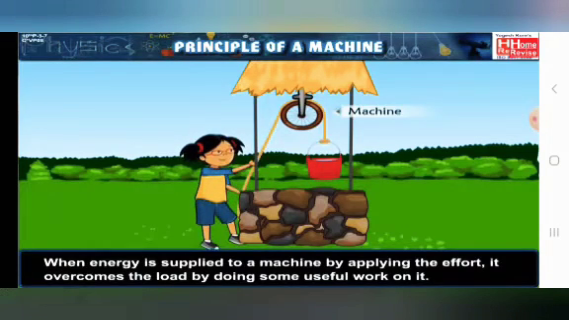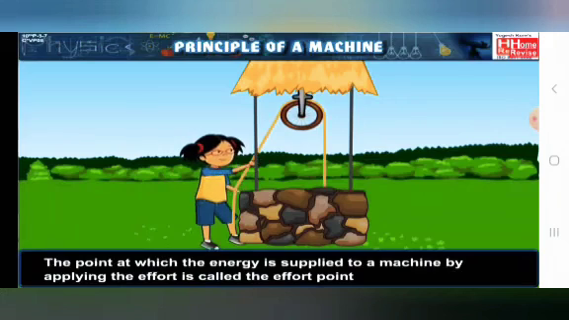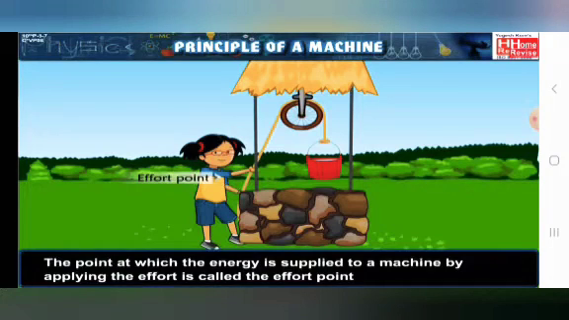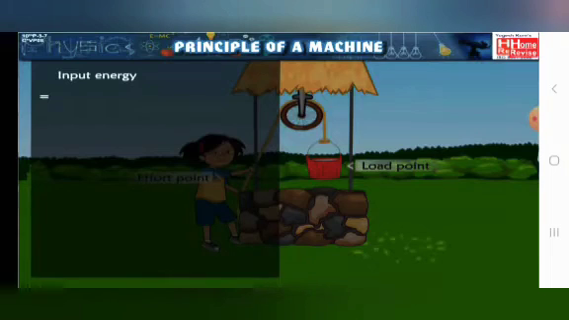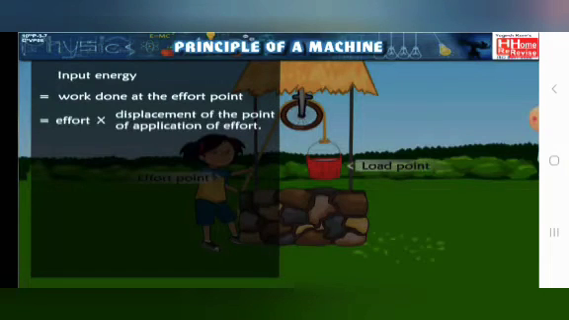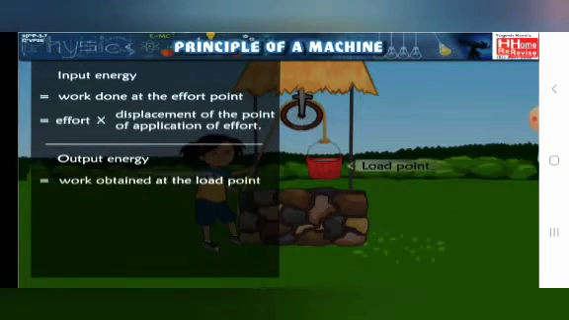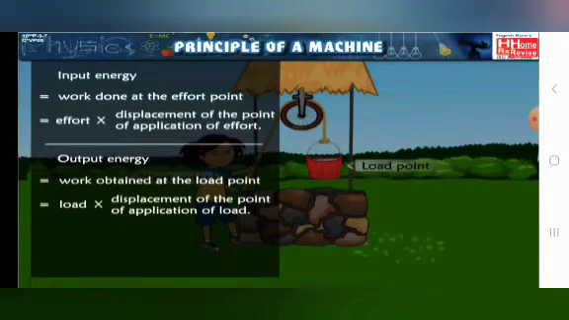Principle of a machine. When energy is supplied to a machine by applying the effort, it overcomes the load by doing some useful work on it. The point at which the energy is supplied to a machine by applying the effort is called the effort point, and the point where the energy is obtained by overcoming the load is called the load point. Input energy is equal to work done at the effort point, which is equal to effort into displacement of the point of application of effort. Output energy is equal to work obtained at the load point, which equals load into displacement of the point of application of load.